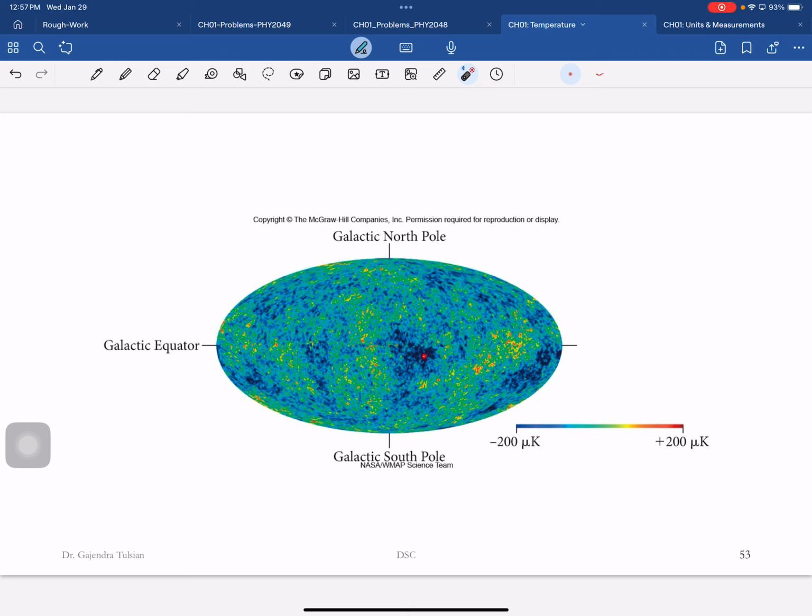Why is this variation important? The colder spots tell you where the universe was colder, and that's where galaxies form. If this temperature was uniform, all the atoms would be uniformly distributed and you wouldn't have galaxies forming. So you needed that fluctuation.